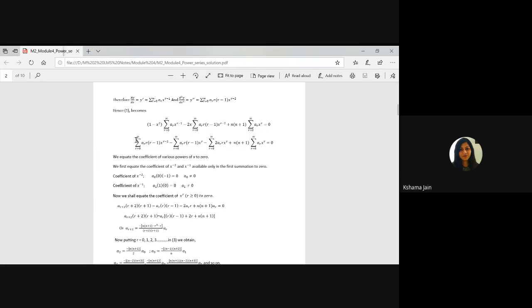Summation means I can write, in place of r, r plus 1. So a r minus 1 x raised to power r minus 2, plus next term will be r plus 1: a r plus 1, r plus 1 minus 1, x raised to power r plus 1 minus 2, plus r equal to r plus 2: a r plus 2, r plus 2 minus 1, x raised to power r plus 2 minus 2.